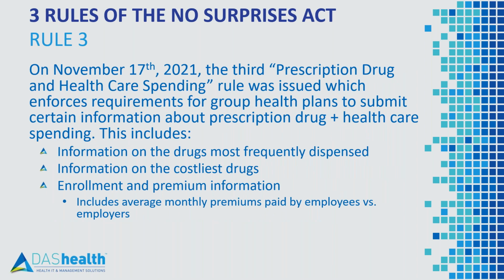And then last but not least, Rule 3 was actually issued on November 17th of 2021. It is the prescription drug and healthcare spending rule. And it enforces requirements for group health plans to submit certain information about prescription drug and healthcare spending. So less of an impact here, but just informational so you know. This would include information on the drugs most frequently dispensed, information on the costliest drugs, enrollment and premium information, and even includes monthly averages of premiums paid by employees versus employers.